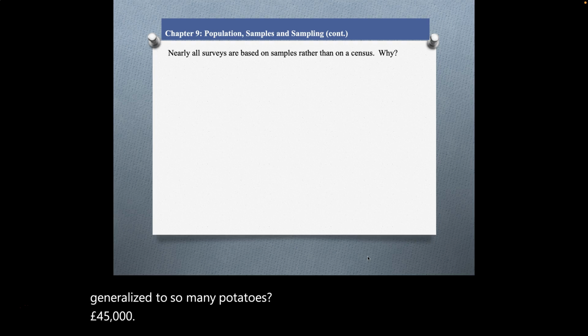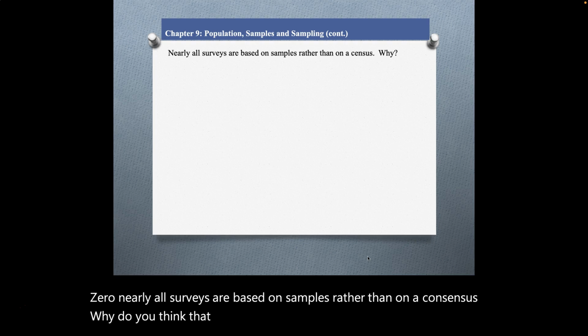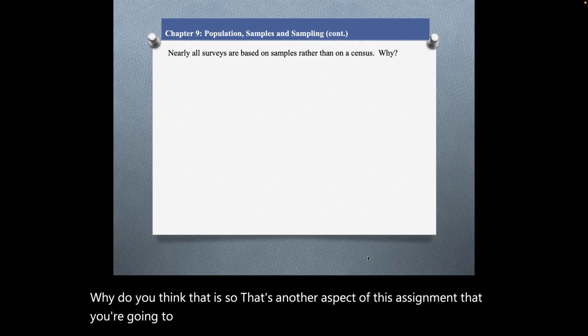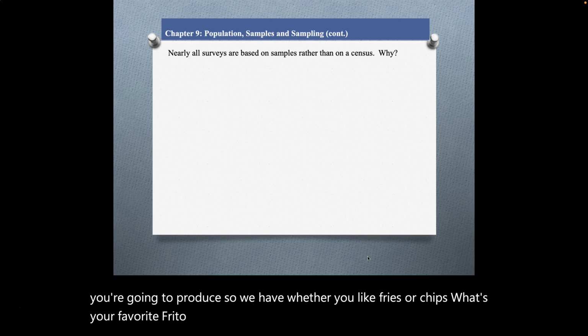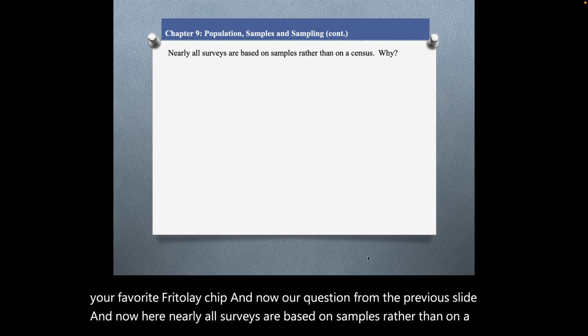So nearly all surveys are based on samples rather than on a census. Why do you think that is? That's another aspect of this assignment that you're going to produce. So we have whether you like fries or chips, what's your favorite Frito-Lay chip? And now our question from the previous slide: nearly all surveys are based on samples rather than on a census. Why? Because typically it's prohibitive, right?